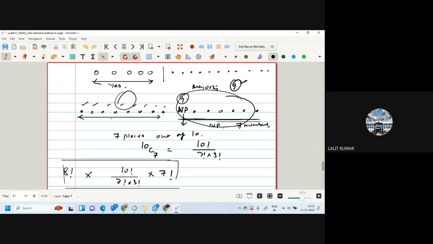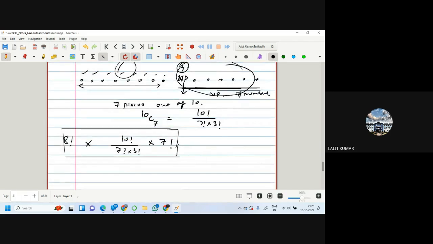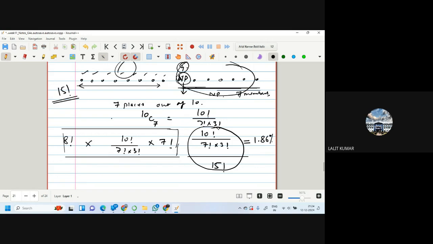And now how to find the power index of this NP? This will become 10 factorial divided by 7 factorial into 3 factorial, divided by the total combinations, which are 15 factorial. So his power index is just this much, which is very, very small, around 1.86%.